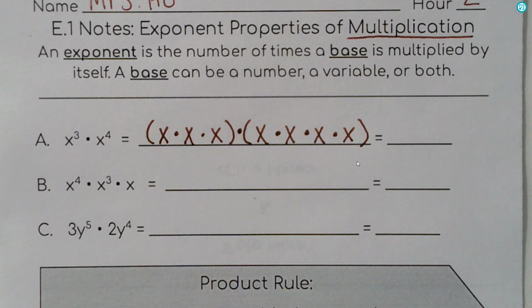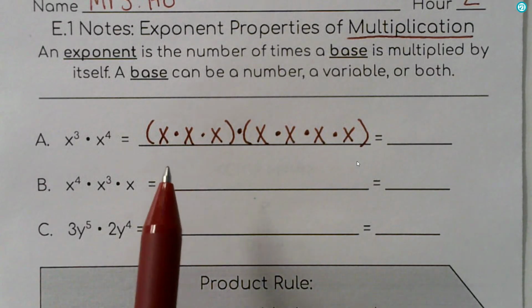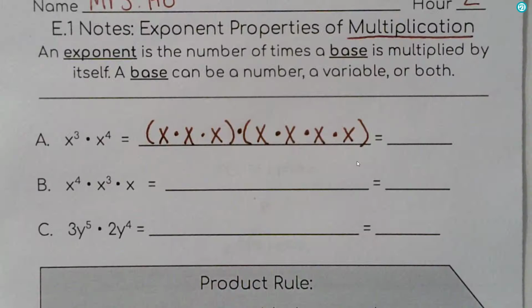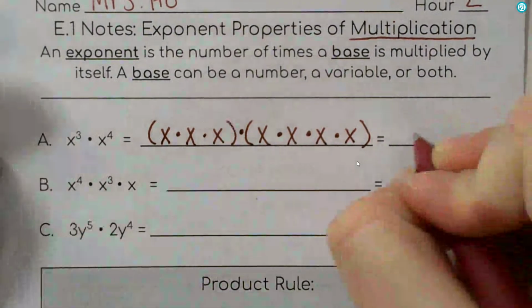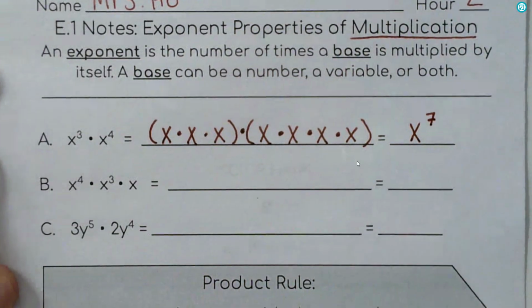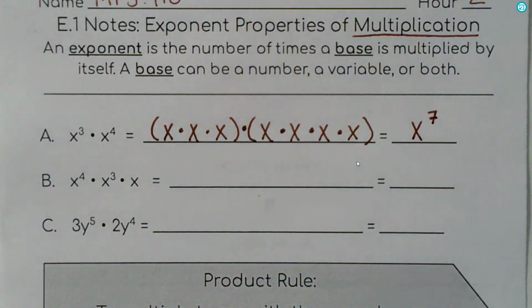How many x's do I have that I'm multiplying together here? I've got 3, and then I've got 4. How many total do I have? 7. So I could write this as x to the 7th power. So x to the third times x to the fourth is x to the 7th.